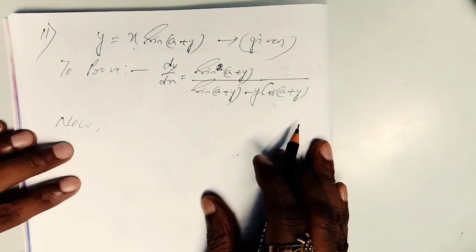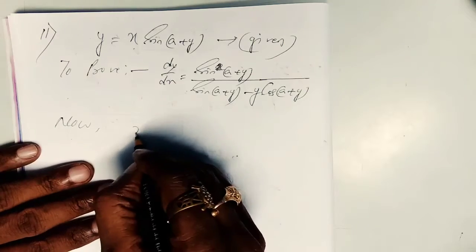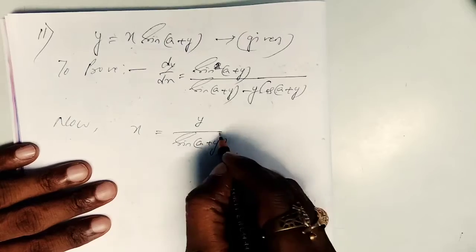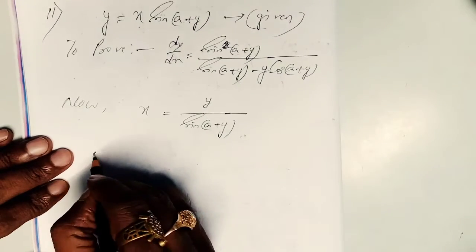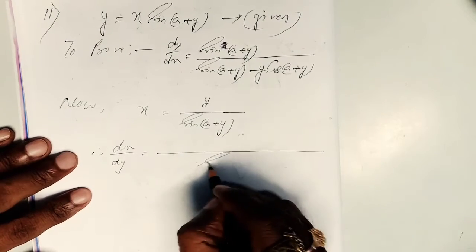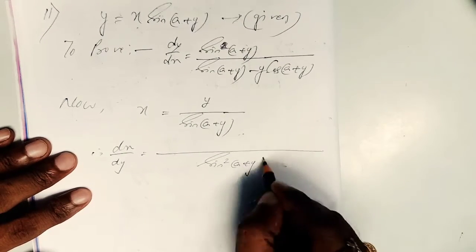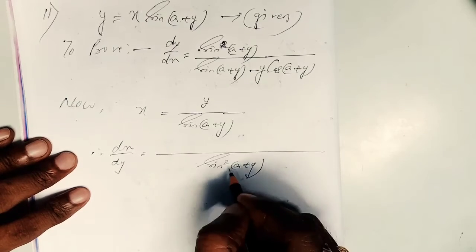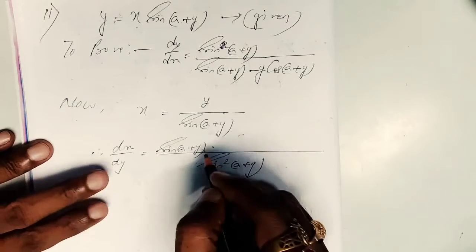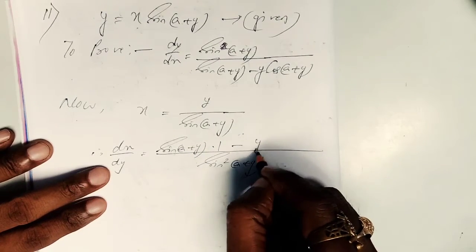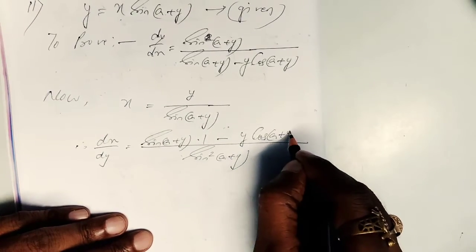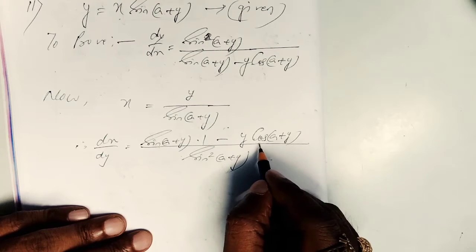Here y is equal to x sin(a plus y). Therefore, x will be y by sin(a plus y). That means x is a function of y, therefore you have to find dx by dy. Using the derivative formula for u by v, it is v square in the denominator, that is sin square (a plus y), and in the numerator v into the derivative of y with respect to y, that is 1, minus y into the derivative of sin(a plus y), which is cos(a plus y).